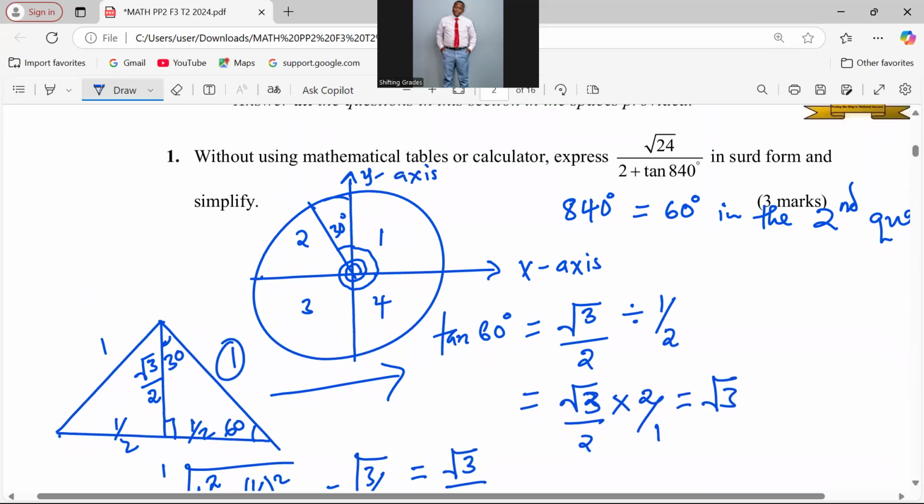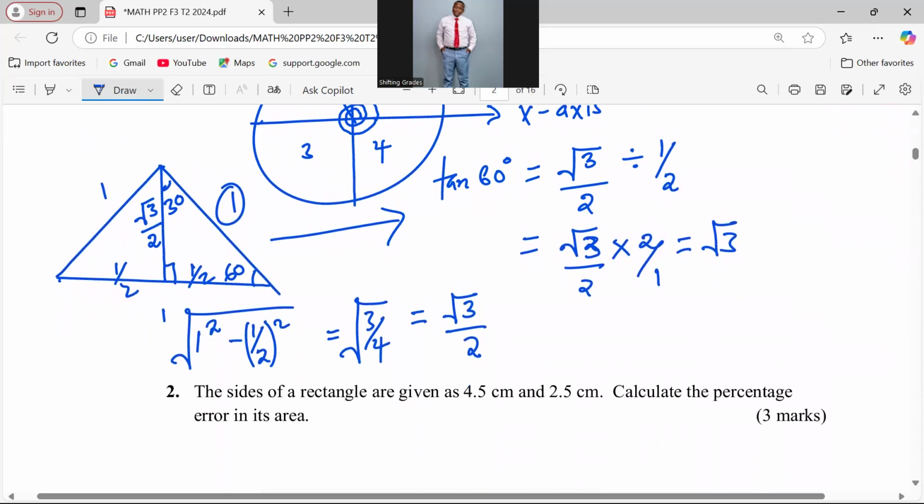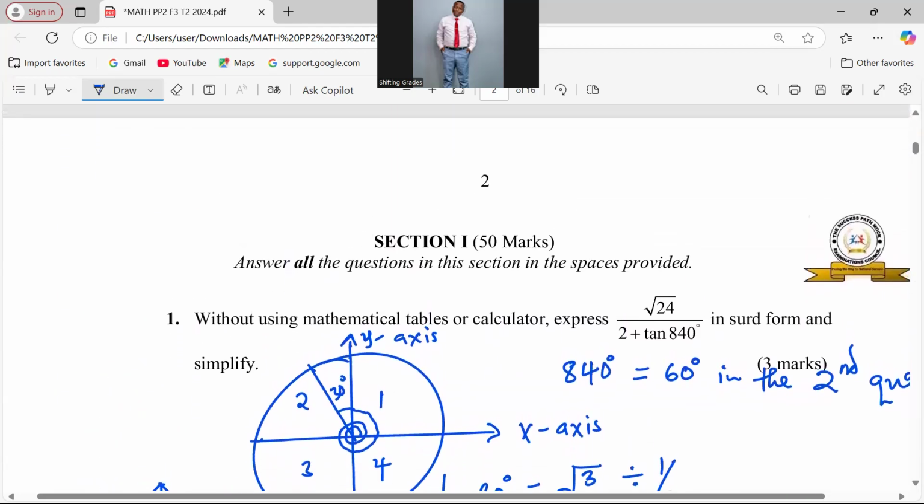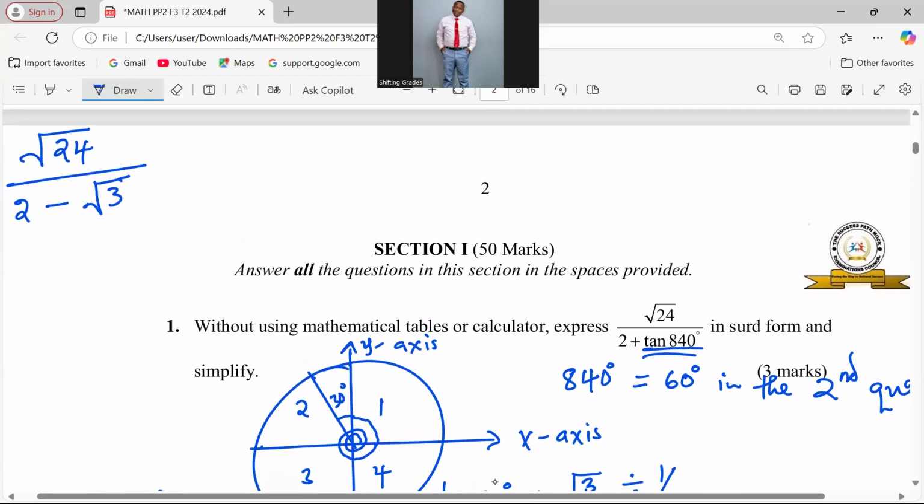Therefore, substituting it in the expression up there, it will become the root of 24 over 2. Instead of plus, the root of 3 now becomes negative, because the tan of 840 is negative, because 840 lies in the second quadrant where the tangents are negative. All right, so now we can simplify by rationalizing the denominator.